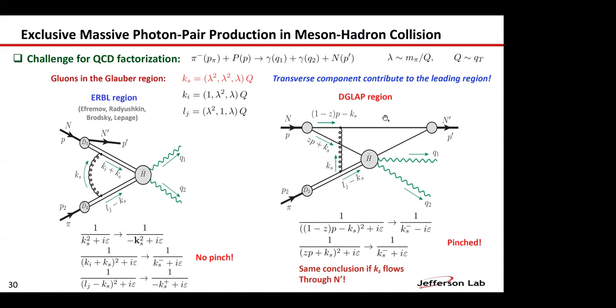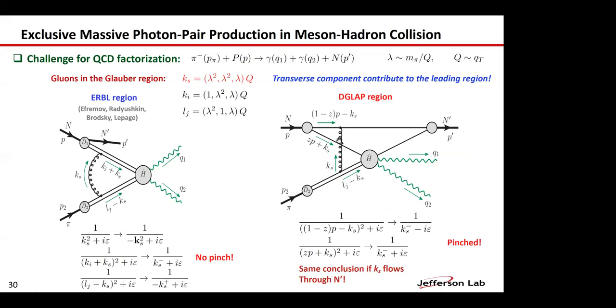But there is the DGLAP region. The DGLAP region means that one parton coming in is hit by the hard part, but the other one is a spectator. It goes to the final state and merges with the one coming out of the hard part to become the external state. If you do that, you realize these 2 propagators immediately give you a pinch singularity. They're pinched. That's a trouble.